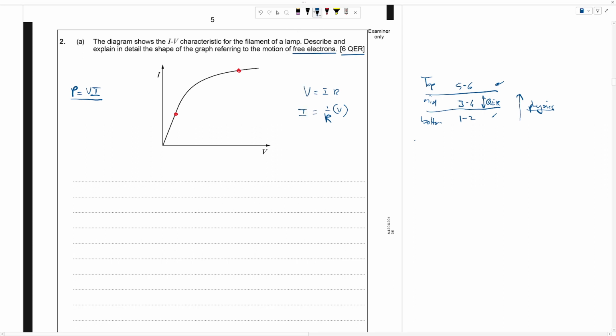So what's that going to look like? I've probably talked about it for long enough. Describe and explain in detail the shape of the graph referring to the motion of free electrons. So I would suggest the first thing we need to say is that current is flow of charge in the filament. That charge is carried by free electrons.